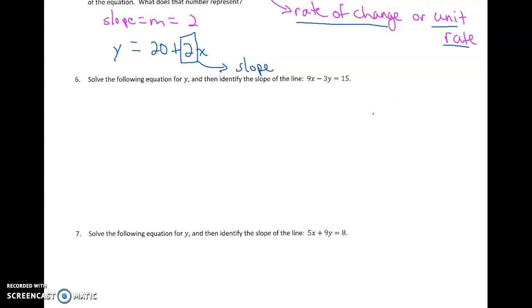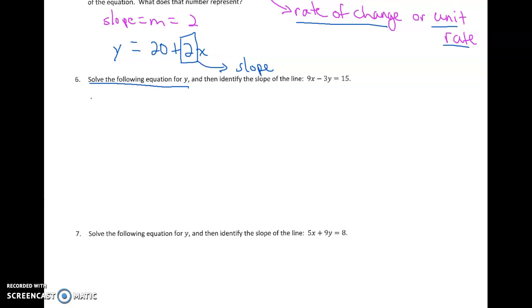Please pay very, very close attention to this part because this is the part that people tend to get wrong. They're like, oh, finding slope is easy. All you have to do is take the coefficient of x, except it has to be written in slope-intercept form. So let's practice that. Notice it says here, solve the following equation for y. Yep, y equals mx plus b.